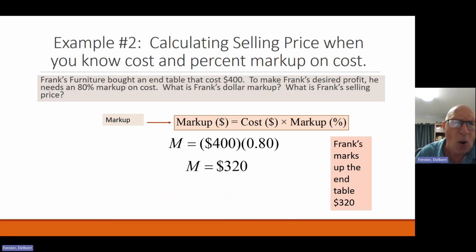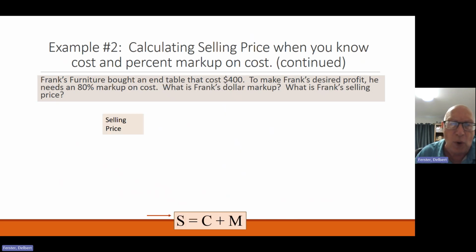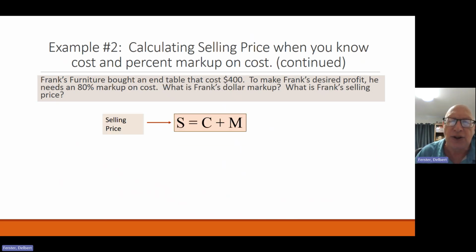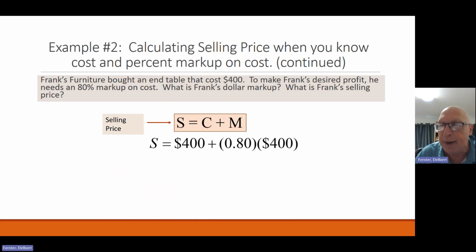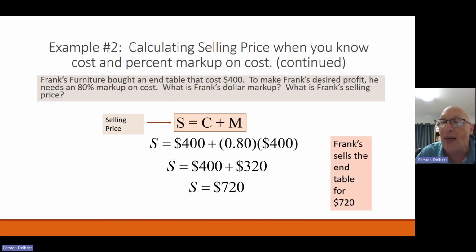The second question, what's he going to sell it for? Again, I think it's pretty intuitive. He's going to add that markup onto what it cost him to get the item. So for those of you who like formulas, there again, your selling price is found by taking the cost and adding the markup. For our particular problem, I chose to show you the 80% of 400. We already knew it was $320. So Frank's going to sell that end table for $720. Again, pretty clean problem. You're basing your markup simply as a percentage of the cost.